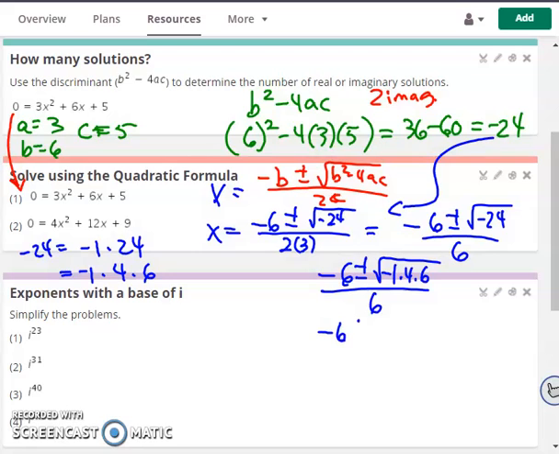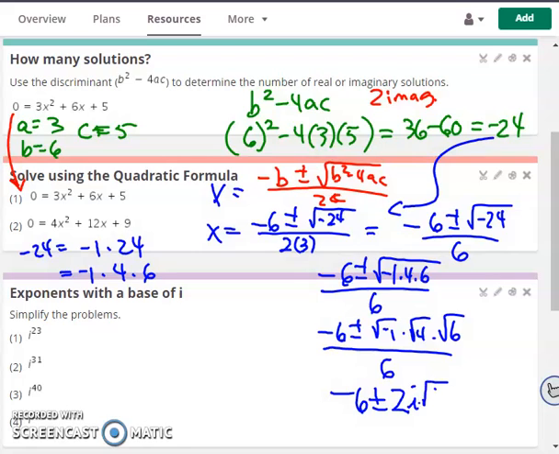So like the Grassl math activity, we're going to separate that into 3 square roots. So the final answer is going to be square root of 4 is 2, square root of negative 1 is i, root 6, all over 6.